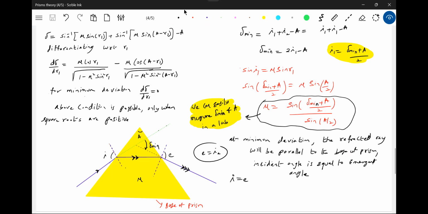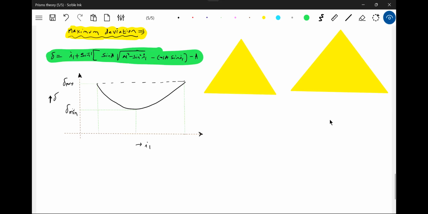So like this, we started with a small idea with the minimum deviation. Next, we'll go for the maximum deviation. After learning the minimum deviation, we'll go for the maximum deviation. Already we have derived the expression for deviation, and this was the particular curve, the deviation as a function of angle of incidence. We just discussed the minimum deviation. So let me just once again brush up.